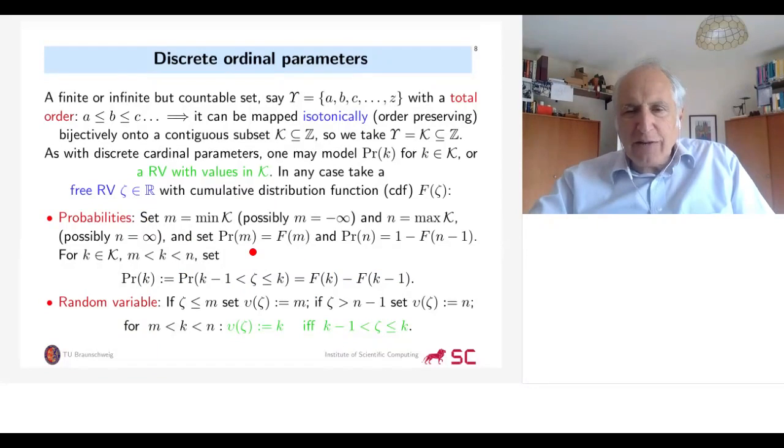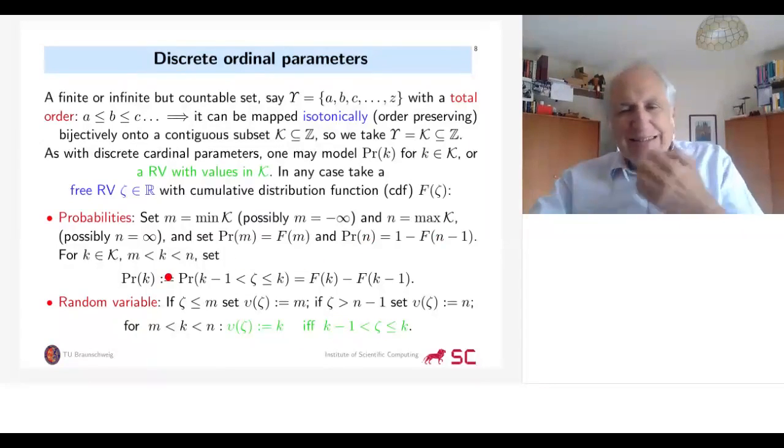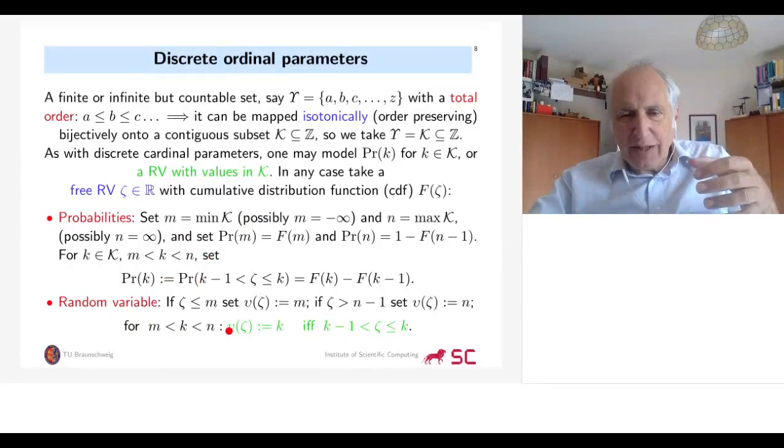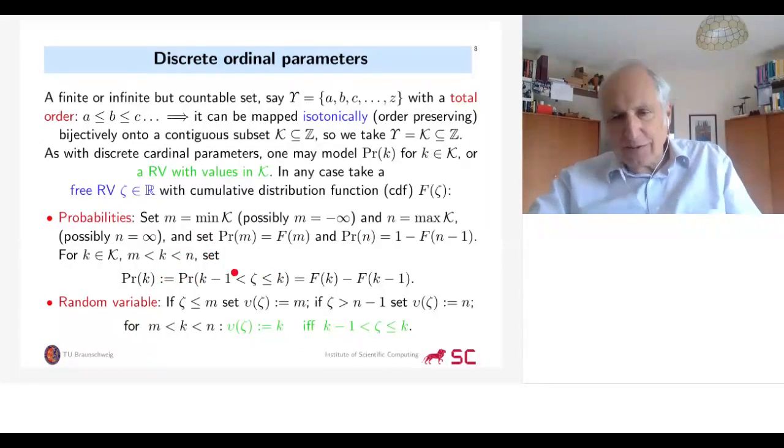Just as simply, I can take a random variable. And what will it be? If we take again a free random variable, if it is less than the minimum, then I set it to the minimum. If it's larger than maximum minus 1, I set it to the maximum. And in between, I set it equal to K if zeta is between K minus 1 and K. So again, this random variable has the same probabilities which are constructed here, because that's the distribution function of this random variable.